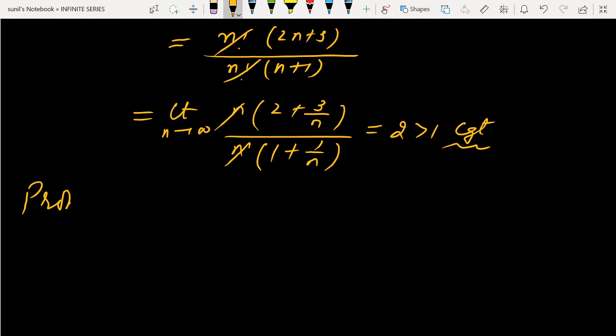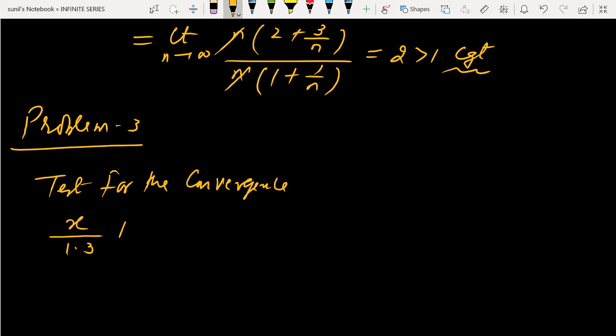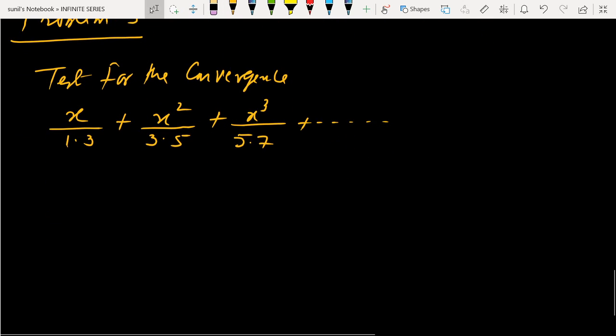Problem 3: test for the convergence of x upon 1 into 3 plus x square upon 3 into 5 plus x cube upon 5 into 7, and so on. As I told you, when the series contains increasing powers of x, it is a clear suggestion that the question is of the ratio test.